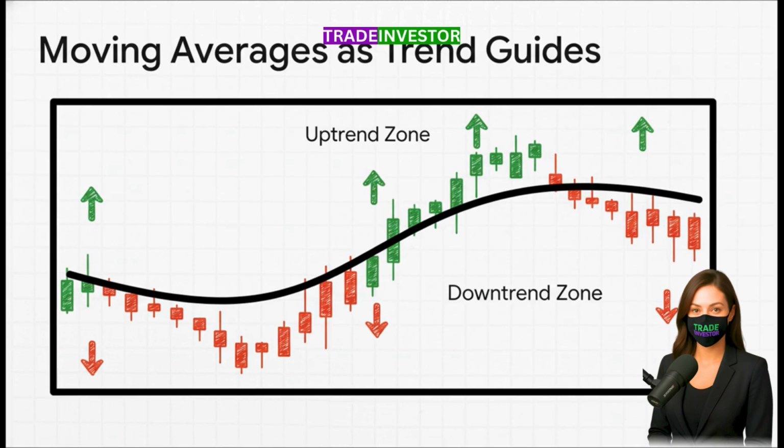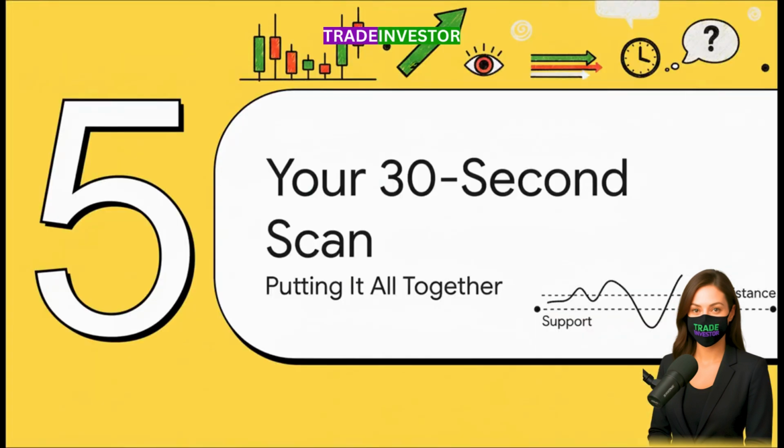Here's a super simple rule of thumb. If the stock's price is above that 200-day line, it's in a long-term uptrend. If it's below, it's in a downtrend. It's an amazing at-a-glance guide. Okay, we've learned the alphabet, we've learned how to make words, we even learned some grammar. Now it's time to put it all together into one quick, simple process. This is your 30-second scan.